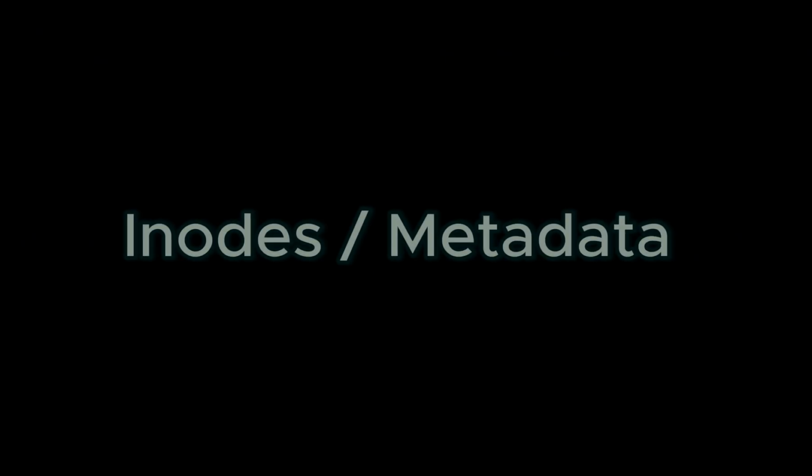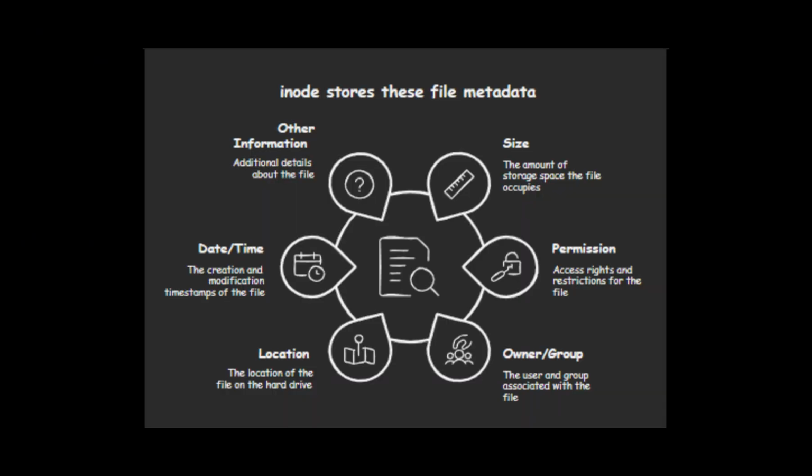Main components. A file system uses three major parts. Firstly, inodes or metadata. Inodes store metadata, information about a file, not the actual data. This includes the file size, permissions, owner, location on disk, timestamps, and other details. The operating system uses the metadata to manage and locate the file.